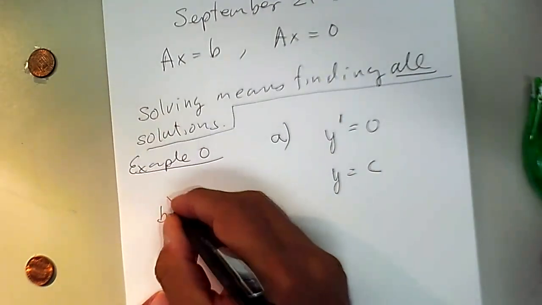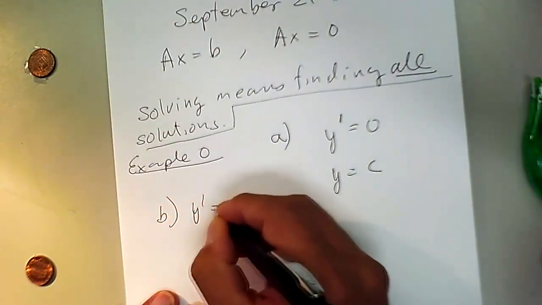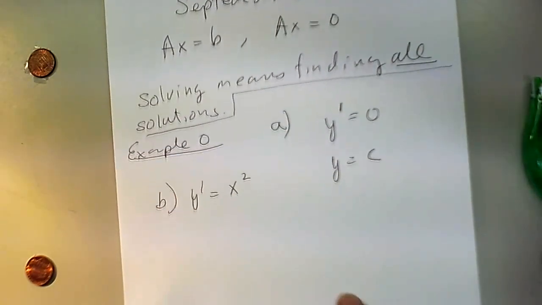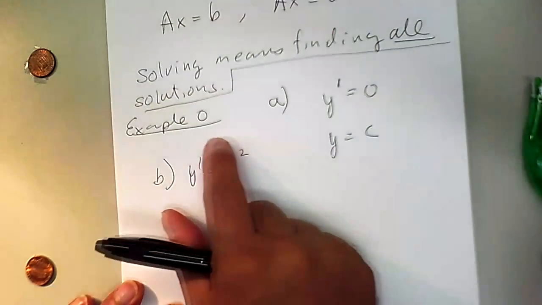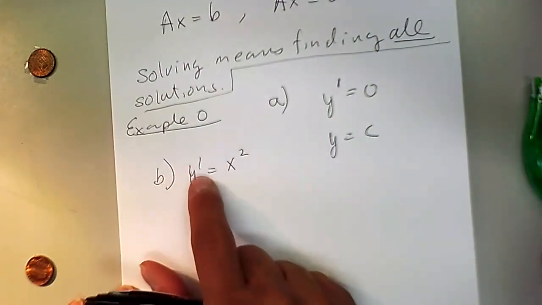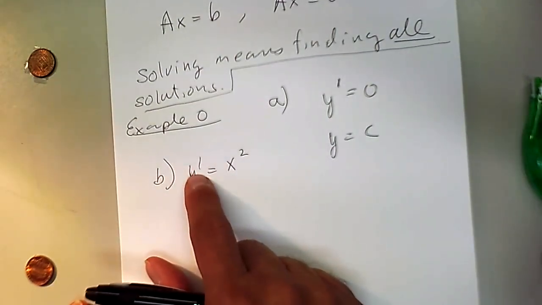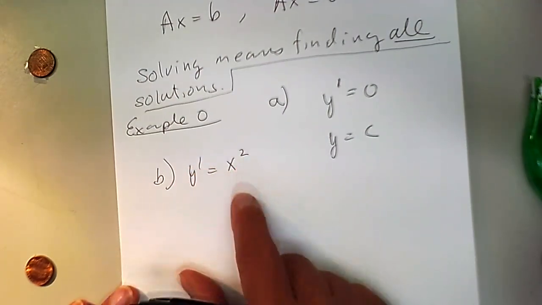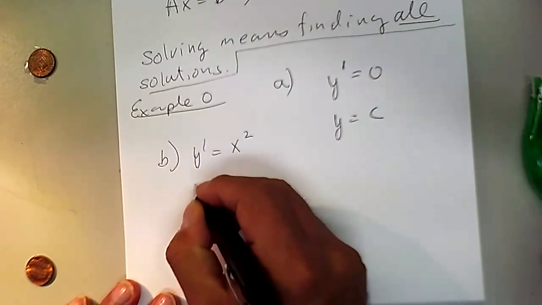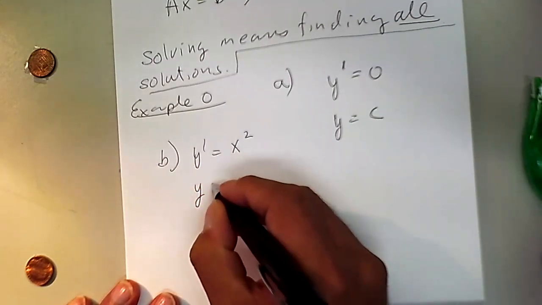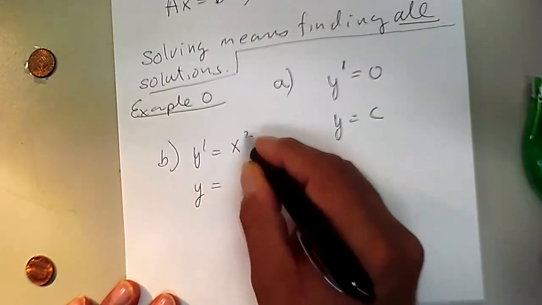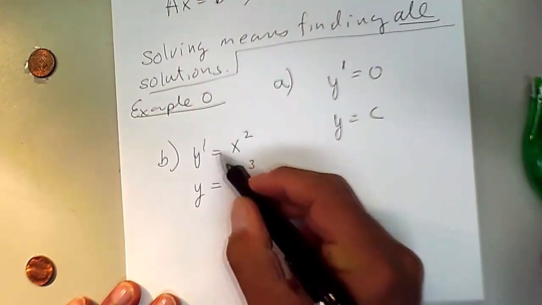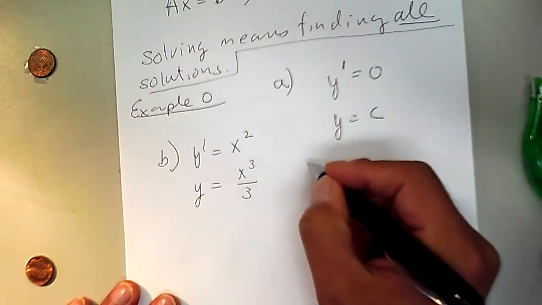Let's say you have a second problem, y prime equals x squared. So we want to solve now this differential equation, which means finding the functions y so that when we find the derivative it is x squared. Well, you have taken calculus too, so you are probably remembering we can use the power rule. So this is x cubed over 3 when we are trying to find the antiderivative.